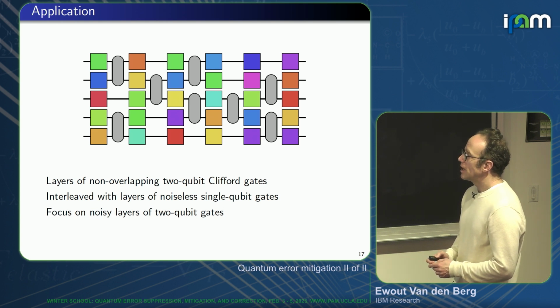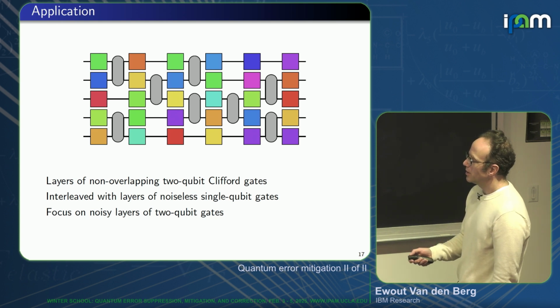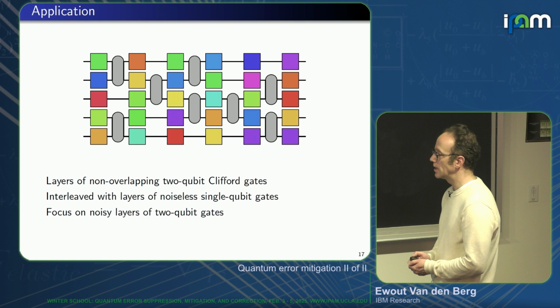Okay, so let's look at an application. So here's an illustration of a circuit. It has layers of single qubit gates, as well as layers of non-overlapping 2-qubit Clifford gates.